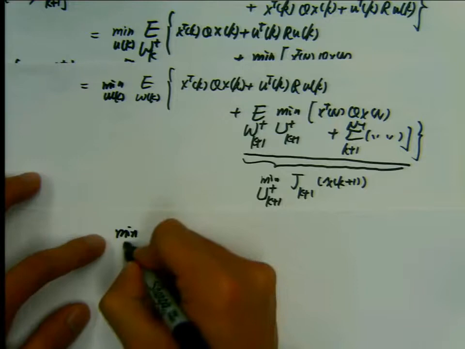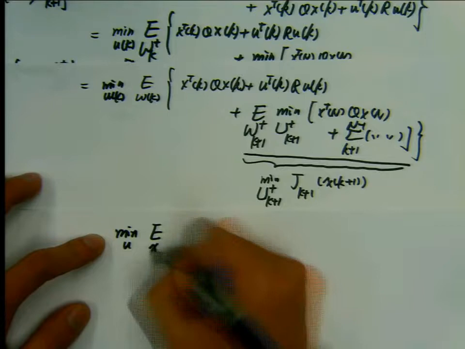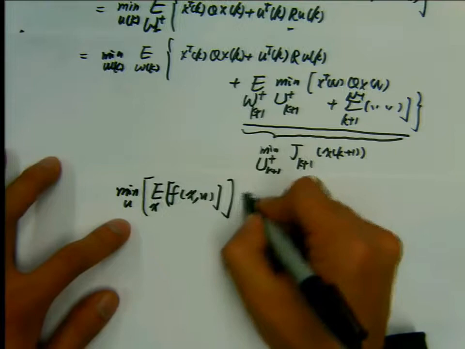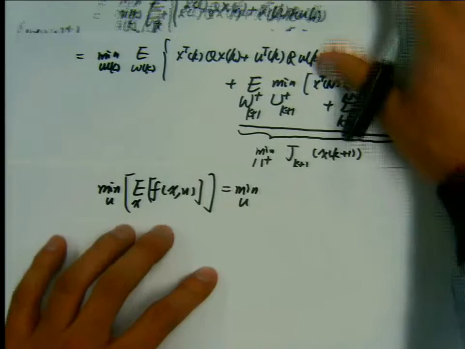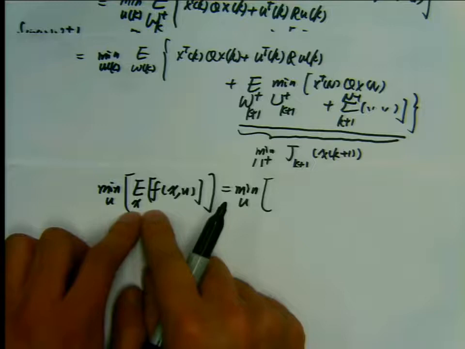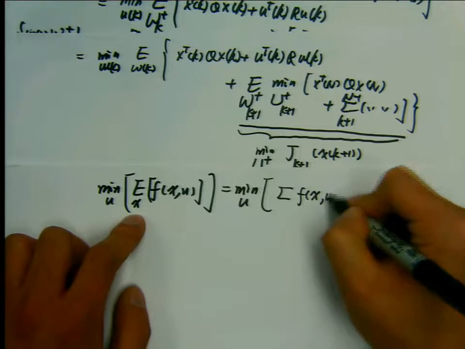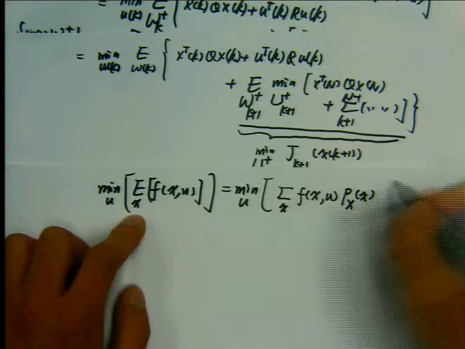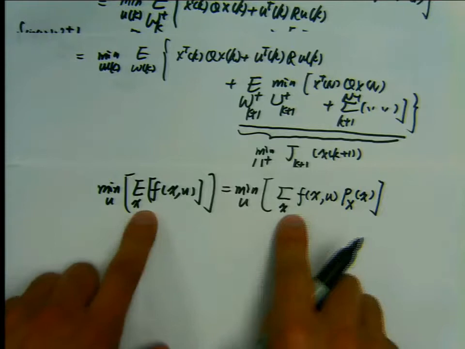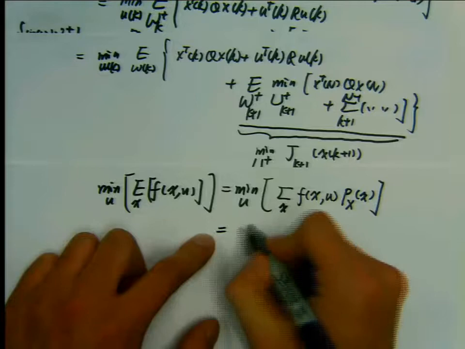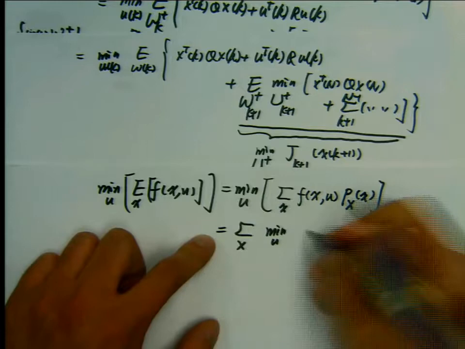For example, if I'm minimizing over u, and then inside I have the expectation over x of a function which is affected by both x and u, then I can do one kind of analysis. If the noise is discrete time, then this expectation is exactly a summation of f(x, u) times the probability mass function over x. Can everyone see that? That's the definition of expectation. So notice now, this summation is over x, and this minimization is over u. So this is now safe to do. Summation, and put the minimization inside, f(x, u) p(x).